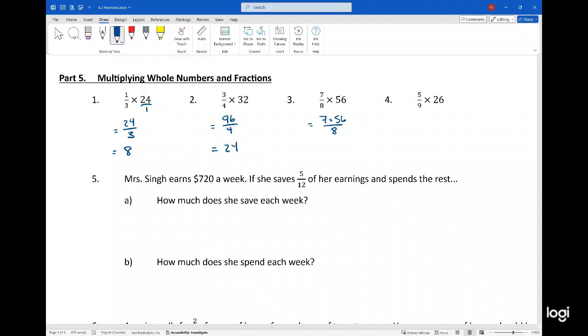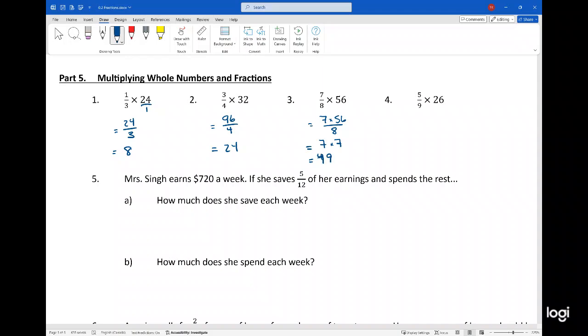I'm multiplying the 7 and the 56 and dividing by 8. It doesn't matter when I divide by the 8, truthfully. So 56 divided by 8 is just 7. So this becomes 7 times 7 is 49.